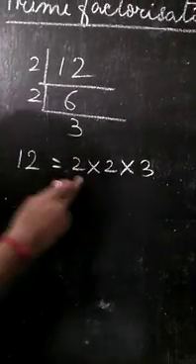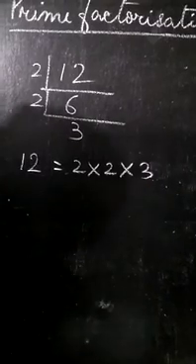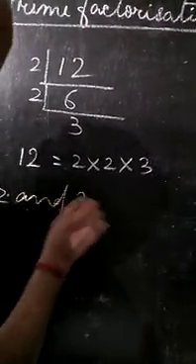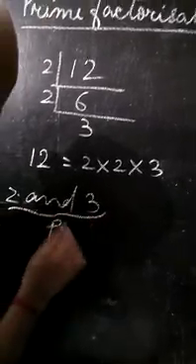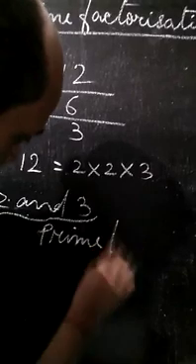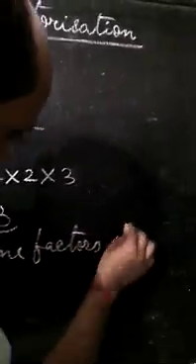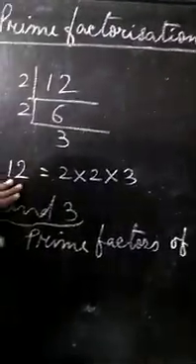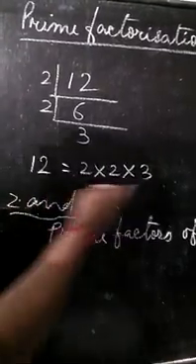Now this 2 and 3, these are the prime factors of 12. 12 equals 2 into 2 into 3. Therefore, 2 and 3 are the prime factors of 12.